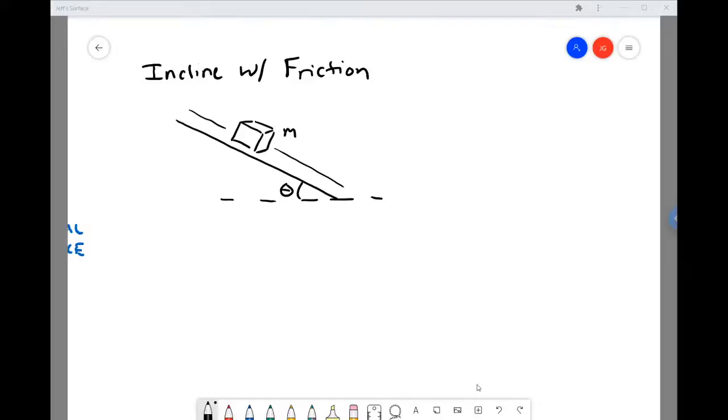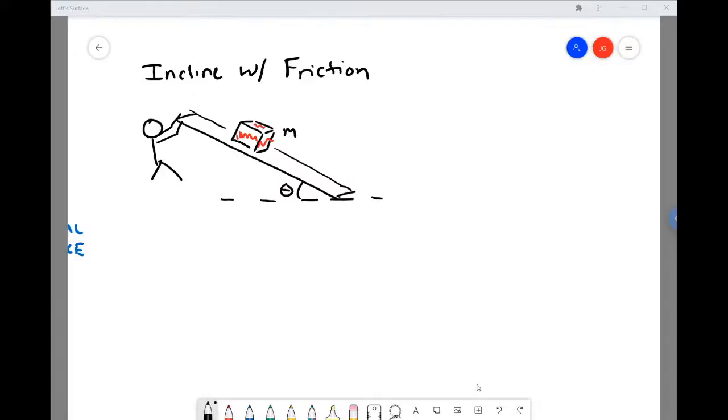And there's some guy over here who's lifting up this end. Of course, when the incline is flat, the crate's not going to be moving. But at some angle, it's going to start sliding down this incline.